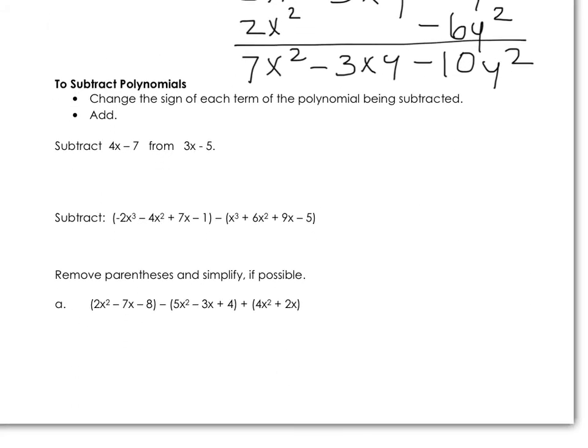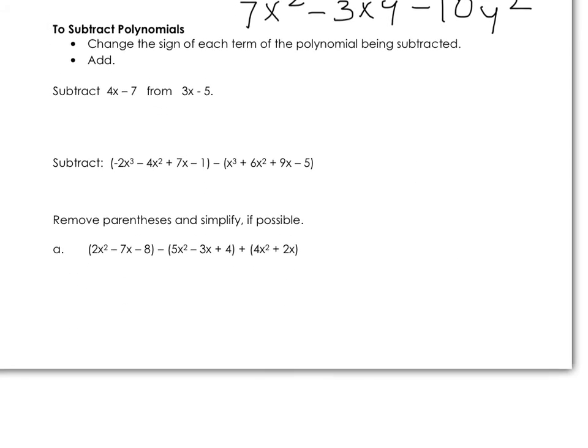To subtract polynomials, you want to change the sign of each term of the polynomial that's being subtracted, and then you want to add. So let's subtract 4x minus 7y from 3x minus y. So 3x minus y, and we want to subtract from that 4x minus 7y. Notice it's kind of said backwards in the problem from what we write down.